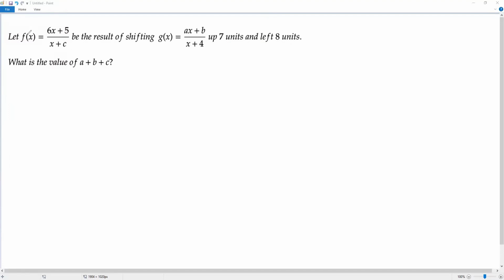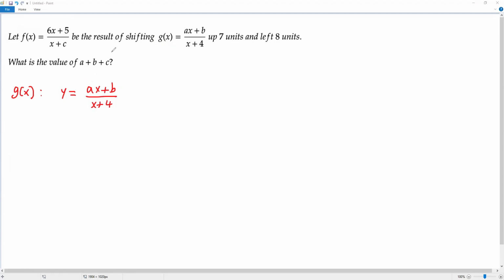Usually in a function, when we have f(x) or g(x), this f(x) or g(x) represents a y coordinate in the xy plane. Now let me take the function g(x). Since g(x) represents a y coordinate, we can replace g(x) by y. Then we have y = (ax + b)/(x + 4). So this is the equation which represents the function g(x).